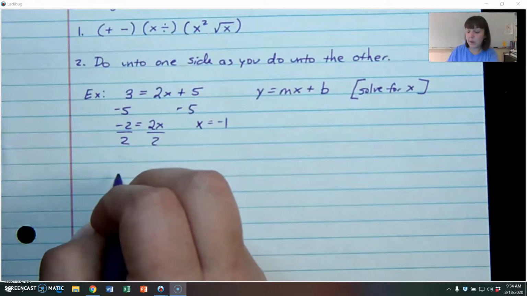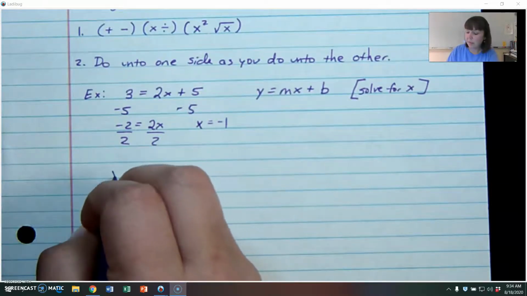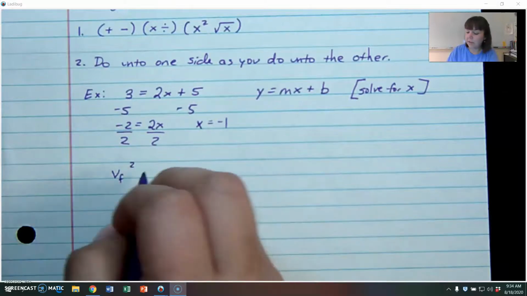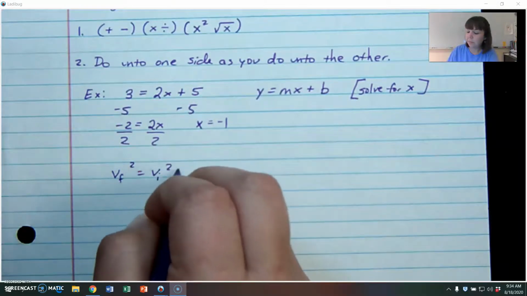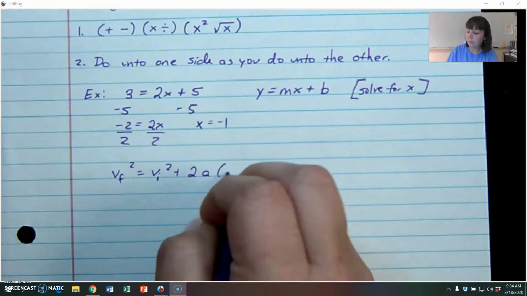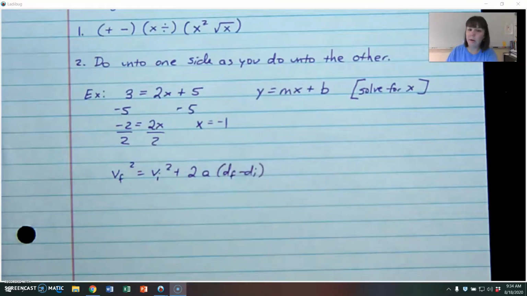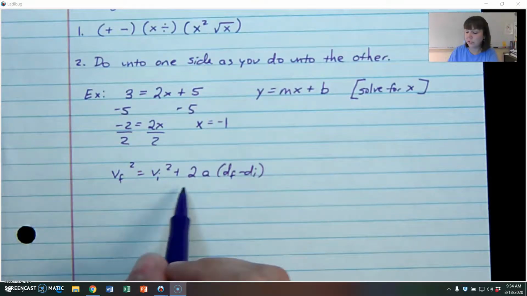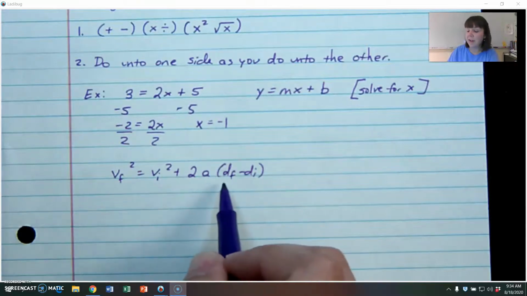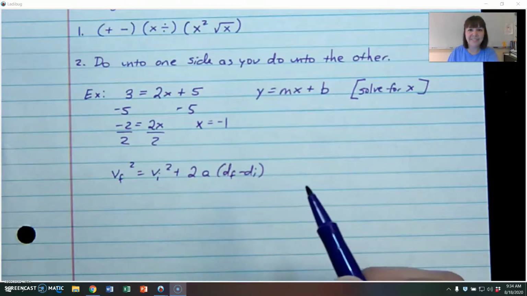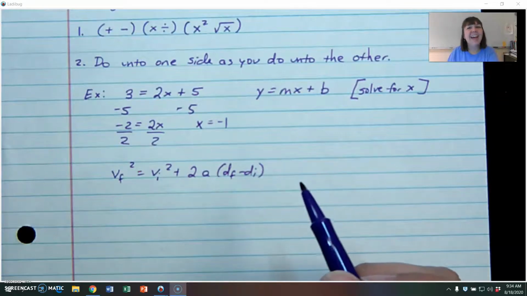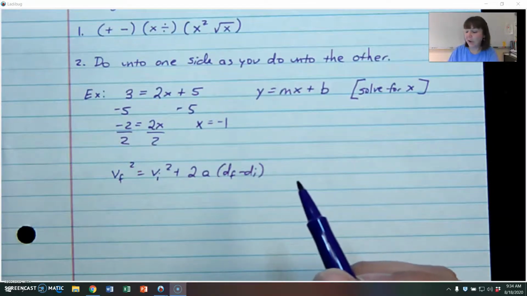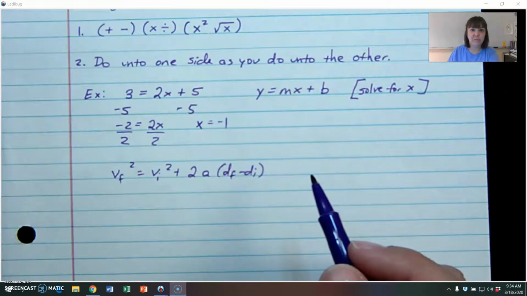So let's try something that you're going to see in a couple of weeks. We might be talking about final velocity. And when we're talking about velocity, we might have a formula like this. Our final velocity squared is equal to our initial velocity squared plus 2 times acceleration times the final position minus the initial position. A little bit harder, huh? It's fine. Once you get there, you'll understand what we're talking about. For now, we're just going to look at it as an equation. Just an equation, throwing it out there.